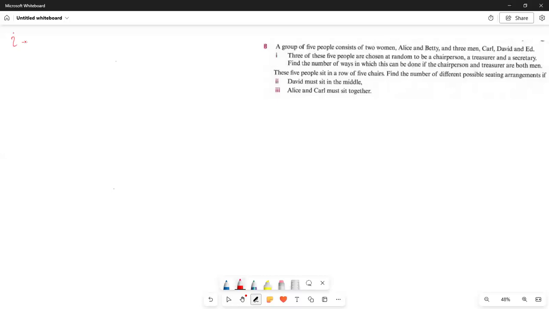A group of 5 people consists of 2 women, Alice and Betty, and 3 men, Carl, David, and Ed. Three of these 5 people are chosen at random to be a chairperson, a treasurer, and a secretary. So I have to choose 3 people out of these 5. One is a chairperson, one is the treasurer, one is for the secretary, right?